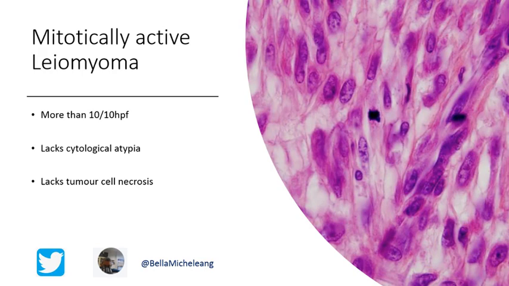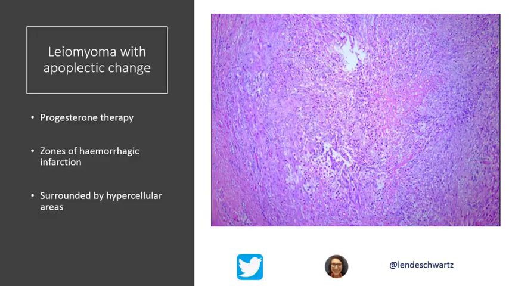And the next variant is mitotically active Leiomyoma. That is, they show mitosis of more than 10 per 10 high power fields. Here we can see a mitosis. So if we see 10 fields and we see more than 10 per 10 high power fields, that means it is a mitotically active Leiomyoma. But they also lack cytological atypia and tumor cell necrosis.